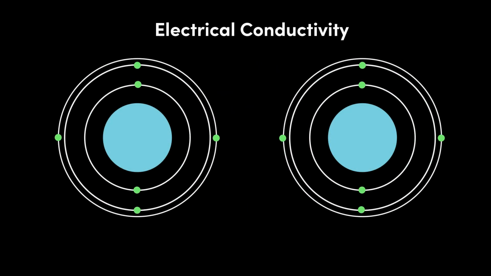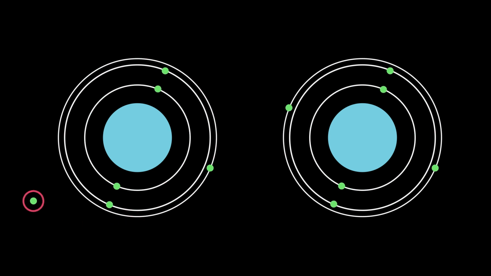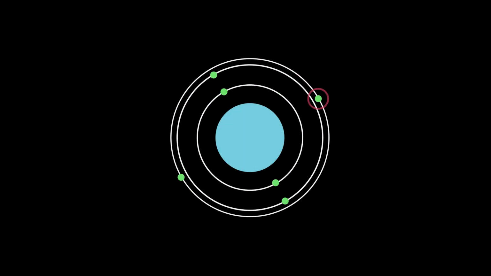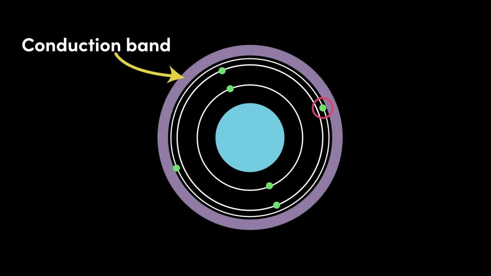Electrical conductivity is defined by the movement of valence shell electrons between neighbouring atoms. For electrical conductivity, valence shell electrons must be free to leave the atom. This can only occur if valence shell electrons can reach something called the conduction band. The conduction band can be thought of as a gate to leave the atom.